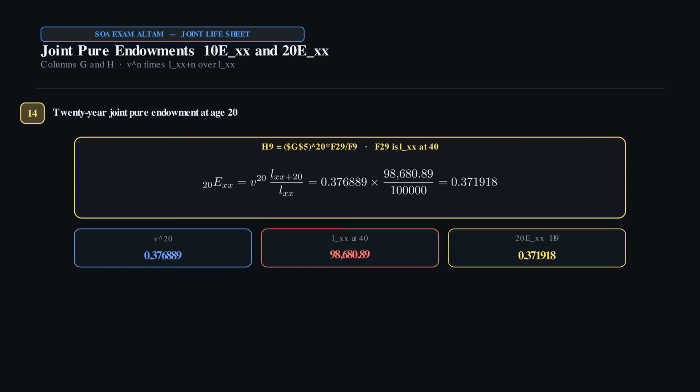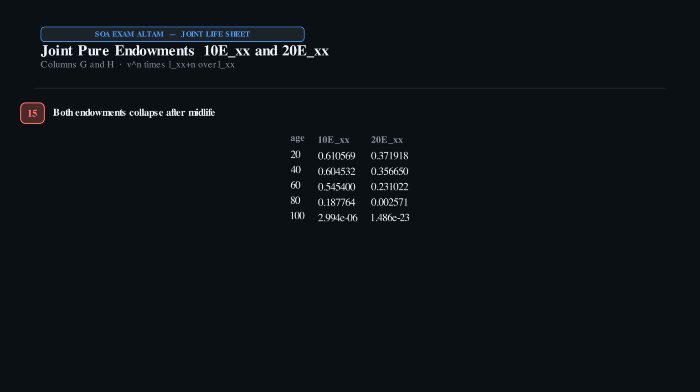At 40, 10E is still 0.604532. At 60, it is 0.545400. At 80, it has fallen to 0.187764, and 20E is only 0.002571. At 100, both are essentially zero. High-age rows that look past the last LXX cell become 0 or divide by 0. Stay in the ages that still have x plus 20 on the sheet.